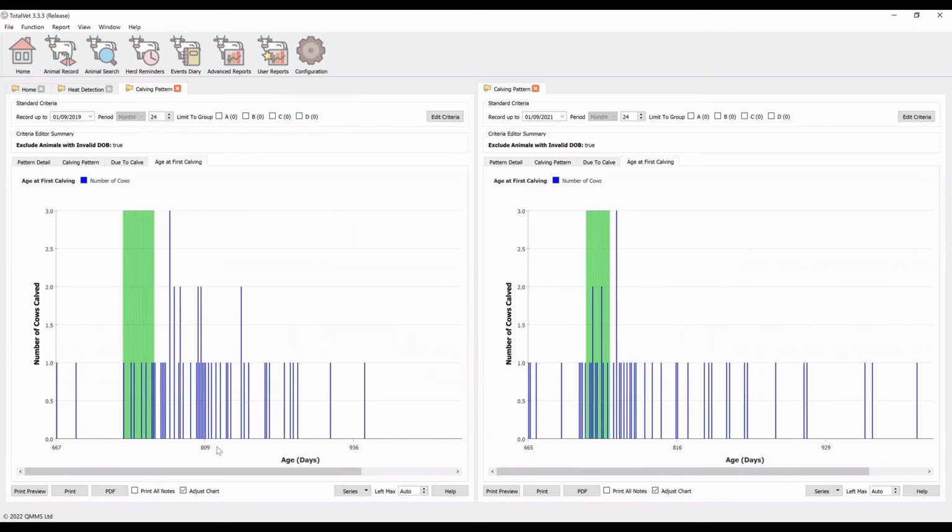And here we can see that as a result of serving those heifers earlier, actually the age at first calving has shifted to the left in the current 2 years. So we have improved our age at first calving, so heifers are calving earlier on in their life.